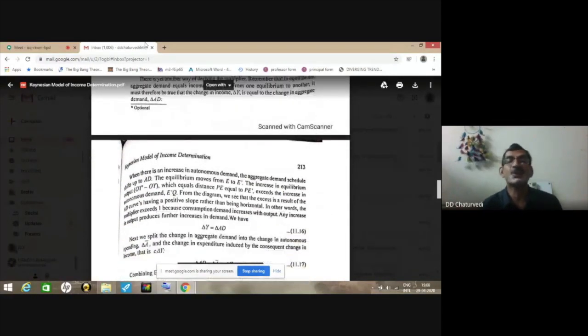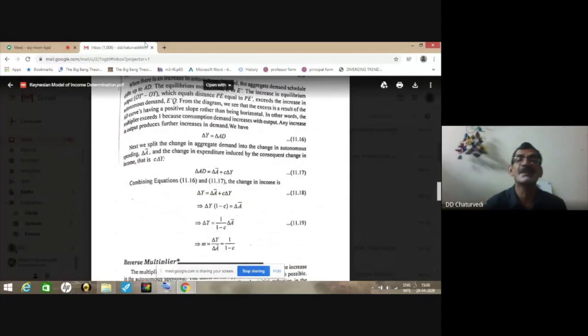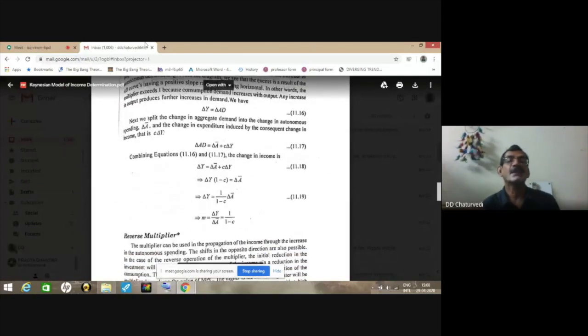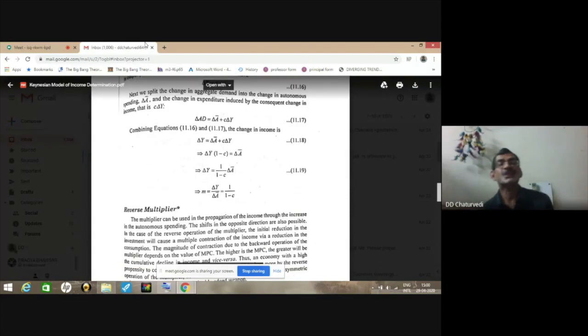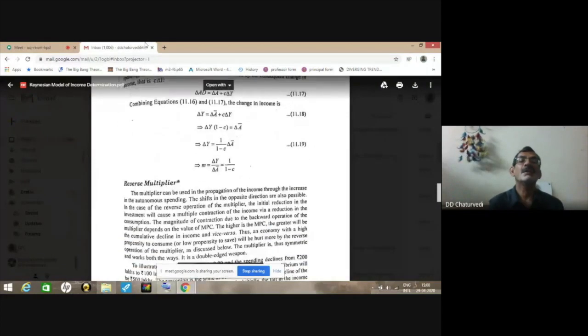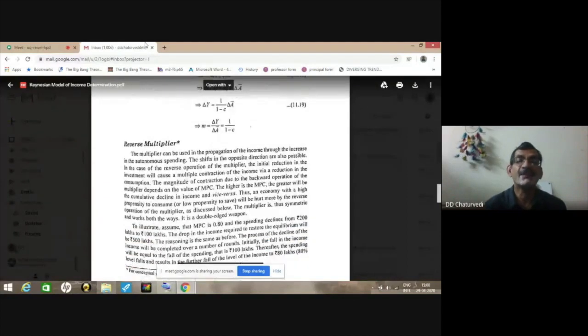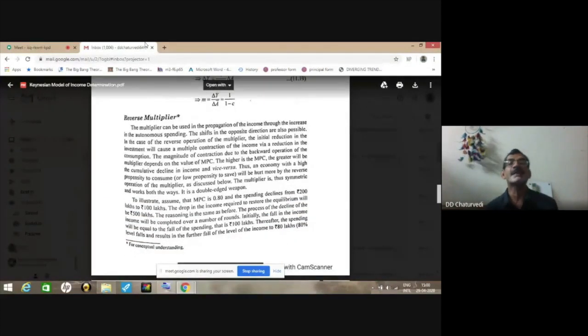No question is going to be asked from this portion, which has been deleted from the readings. For the current students, reverse multiplier has also been deleted. It is also optional. This is required for conceptual understanding. But here I would like to tell you the meaning of reverse multiplier.